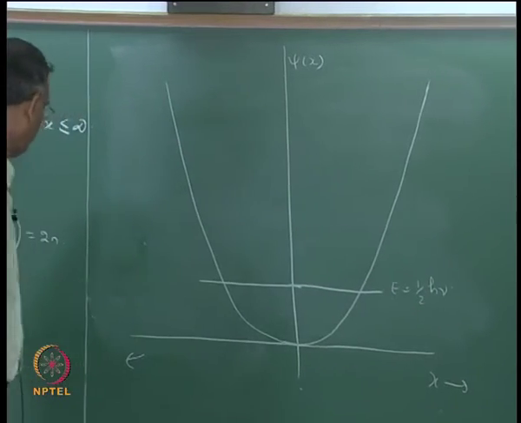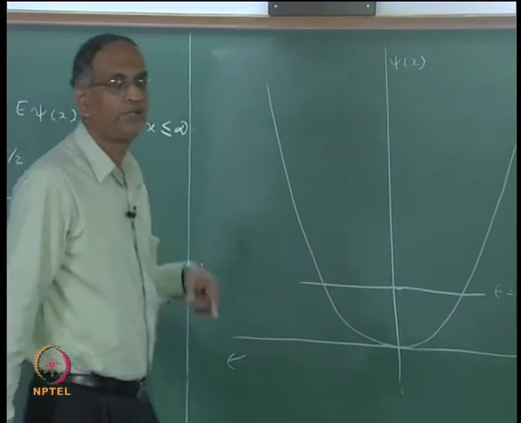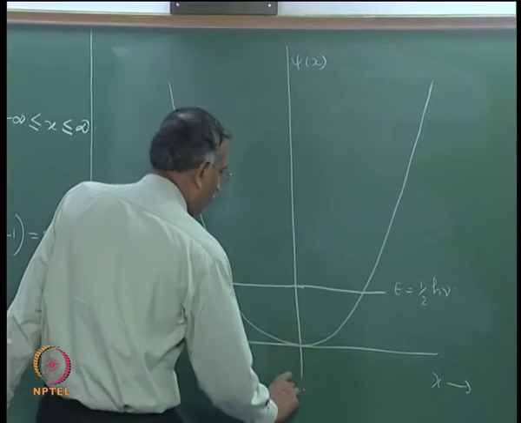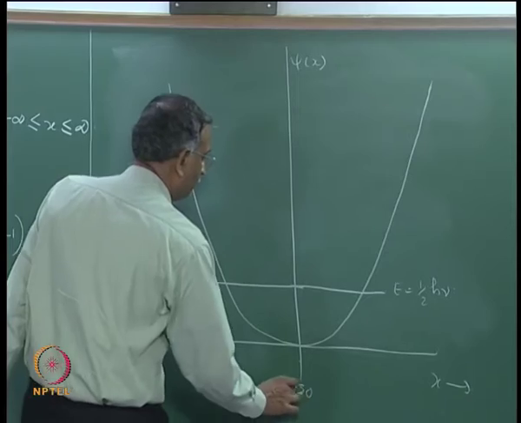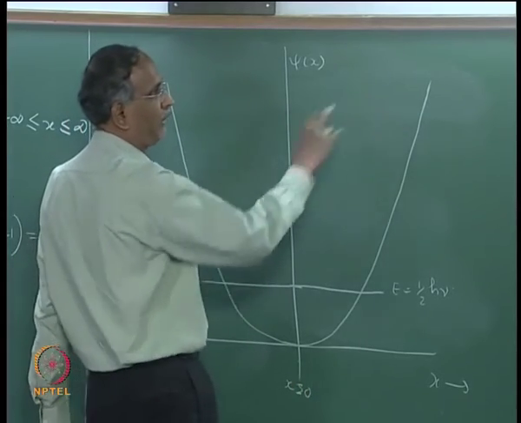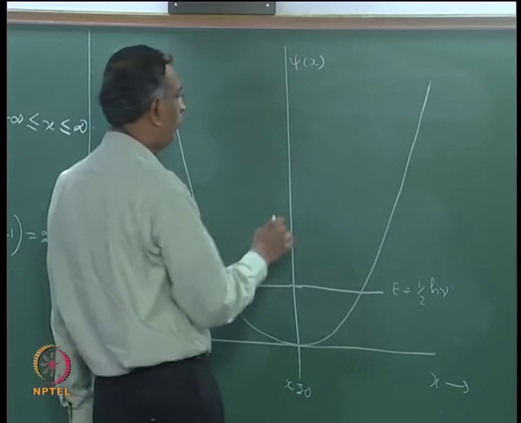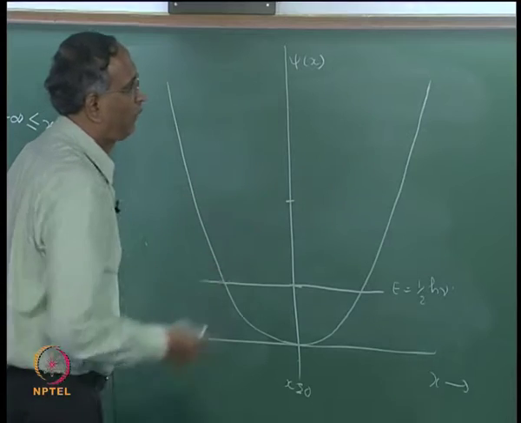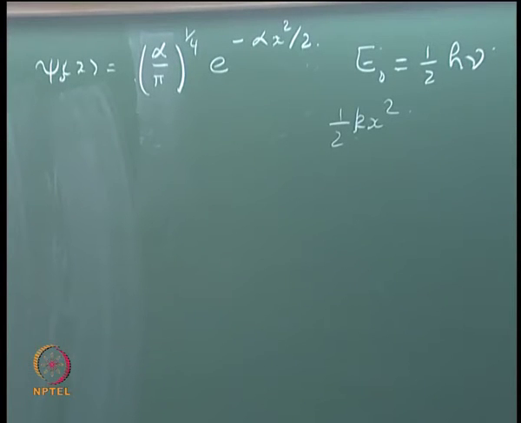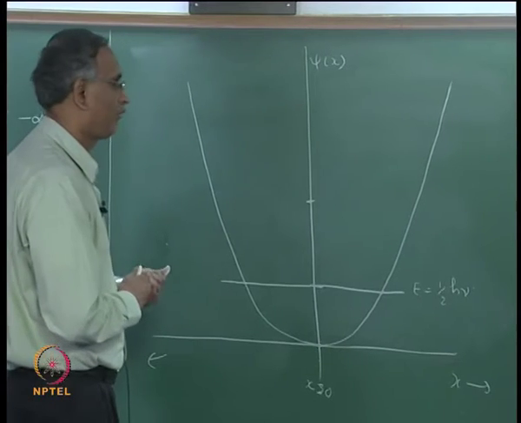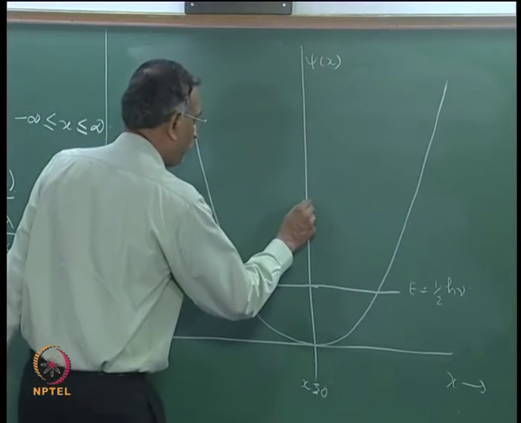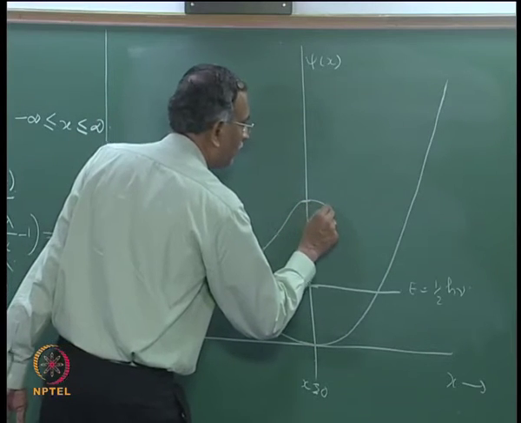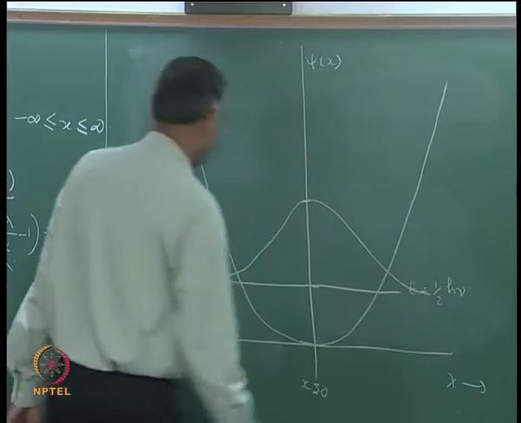E is equal to half h nu. If we plot the function e to the minus alpha x square by 2, this is x equal to 0. The function is maximum, given by alpha by pi to the 1 by 4. Since the Hermite polynomial associated with psi 0 is a constant and there are no contributions, the function is a simple Gaussian and it goes on like that.